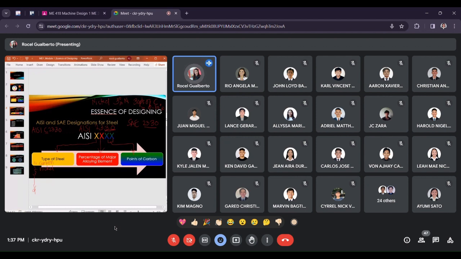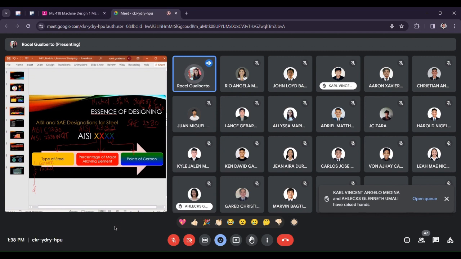The other one is AISI 2330 WQT. This time it is a suffix, and this time it's a group of letters. So, it can be a single letter or a group of letters. What do you think is the meaning of the letters we added to the AISI designation? Anyone?